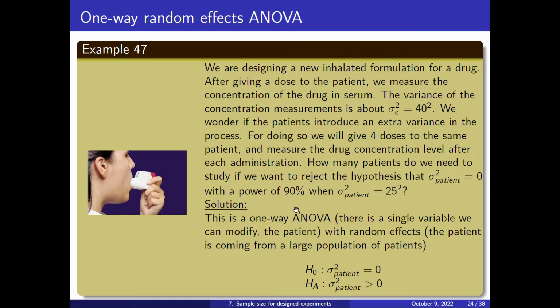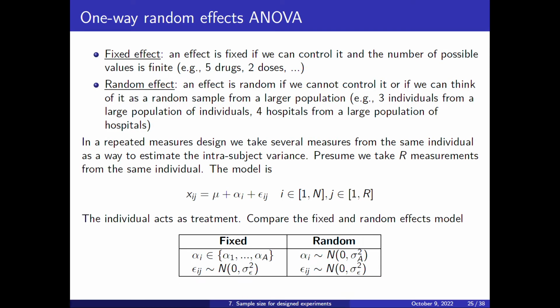So this is a one-way ANOVA. There is a single variable that we can modify, that is the patient, but this patient is random, so it is coming from a large population of patients, and we don't know exactly what the effect of that patient is. The observation formula is the same as we had before.